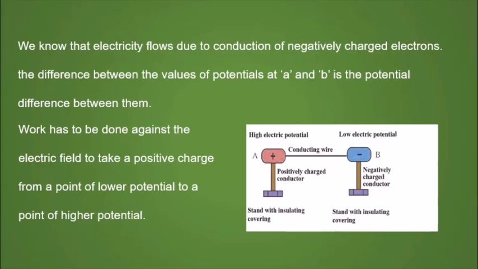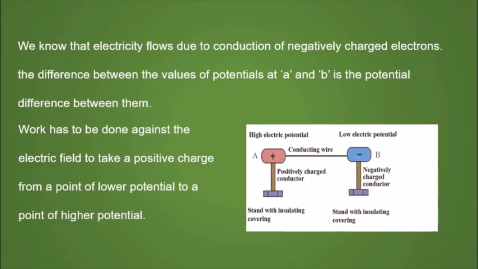So in electricity, we all know that electrons flow in them. Now as electrons are negatively charged, the electrons flow from the point of lower potential to the point of higher potential, that is from negative to zero or positive.